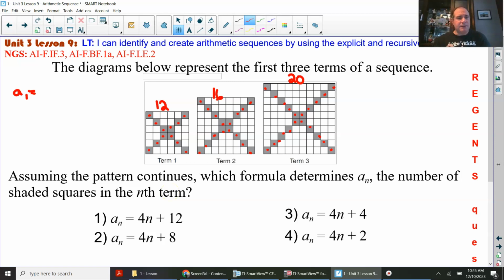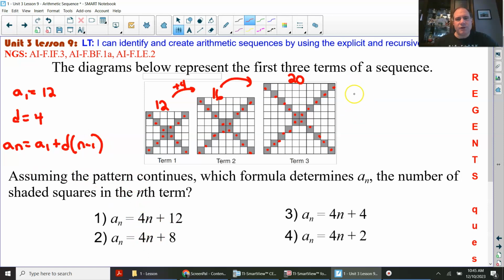So you could see that, assuming the pattern continues, which formula determines a sub n, the number of shaded squares in the nth term. So you're just getting the formula for the nth term. That means any term. So a sub 1, you need to know that, and you need to know the common difference. So what's the common difference? The common difference is plus 4. So d equals 4. So if we're going to talk about a sub n equals a sub 1 plus d times n minus 1.